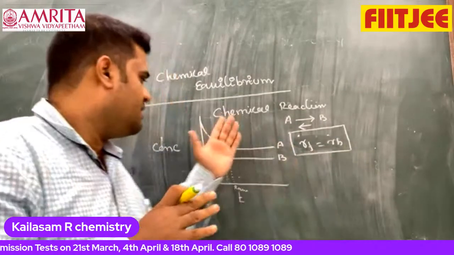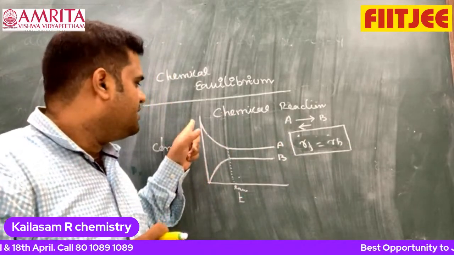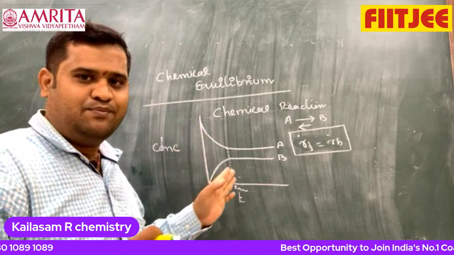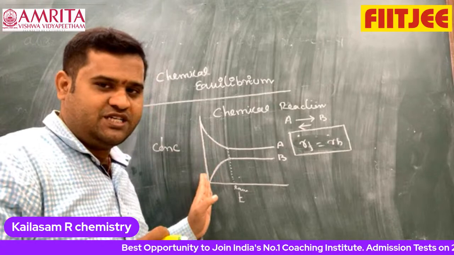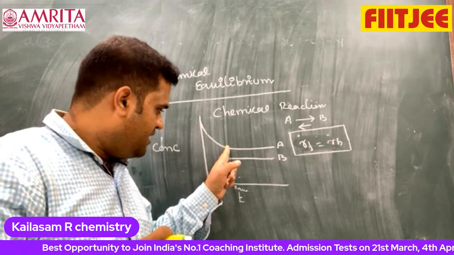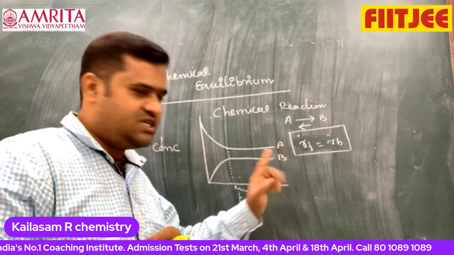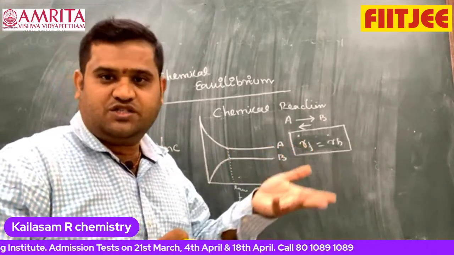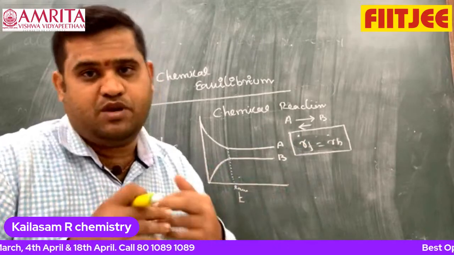Or look at the graph, what I'm repeating. At time equal to 0, the reactant has a certain concentration. When time progresses, the concentration of A decreases. At the same time, the product concentration increases. When they attain equilibrium, the concentration of A and the concentration of B remain constant. So this is called chemical equilibrium.